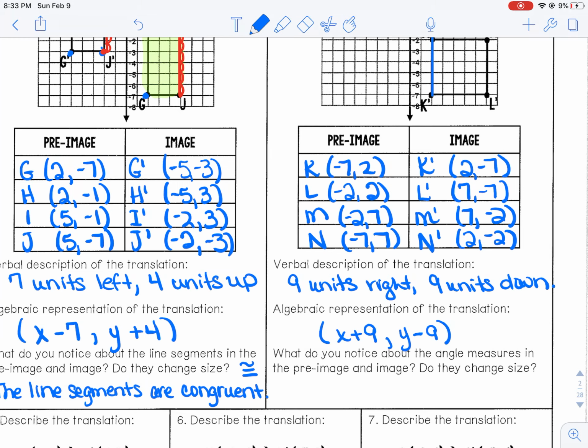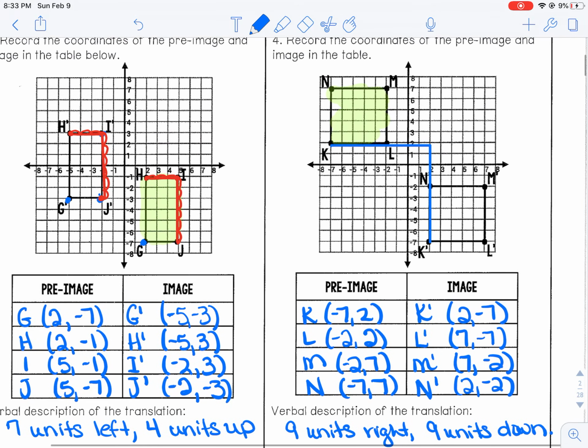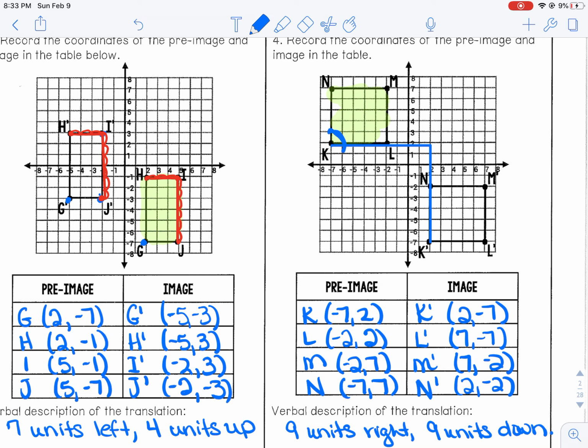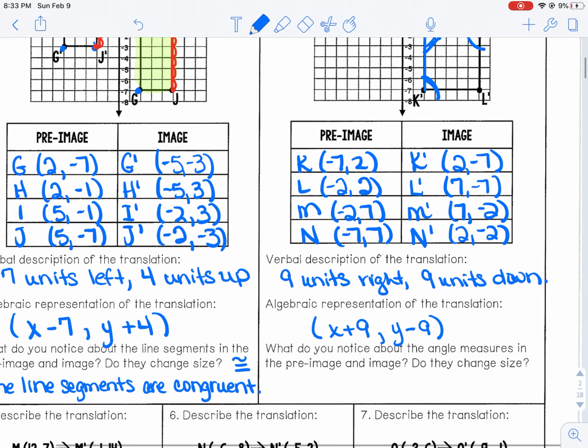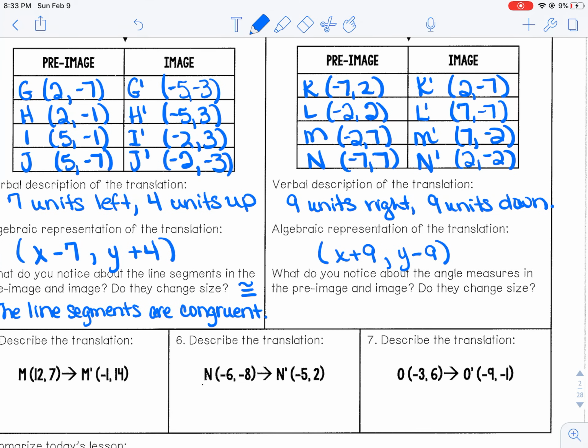What did you notice about the angle measures in the pre-image and the image? If I look at this angle right here and compare it to this angle right here, you can eyeball it, and they look exactly the same. That's still a perpendicular angle down there, which means it's a 90-degree angle. This up here would stay a 90-degree angle from the original. Over here, another 90-degree angle, another 90-degree angle. So it doesn't matter, after the translation, the angle measures stay congruent.